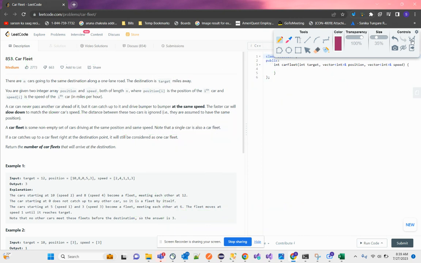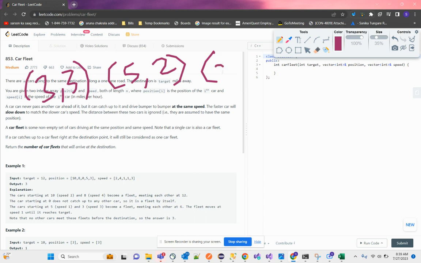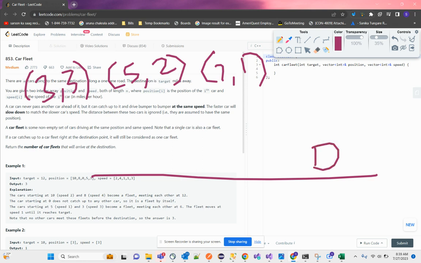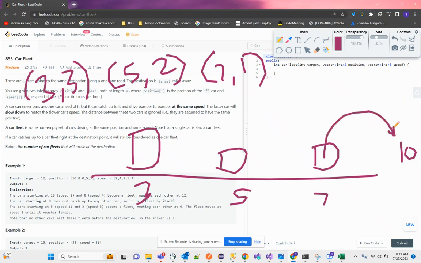Next, let me show you a little more what we are going to do. So as I said, I have position and speed array combined. So basically, these are the cars, okay? Here is the car of 7, here is the car of 5, here is the car of 3, and here is the target destination, that is 10. So now this car has to reach 10, right? So we have to calculate the time of the 7 car to reach 10.